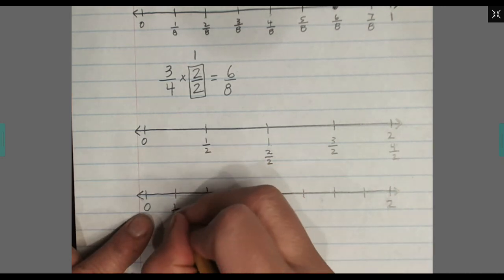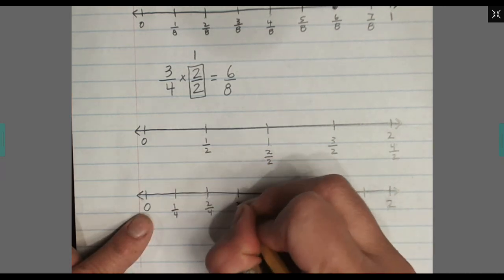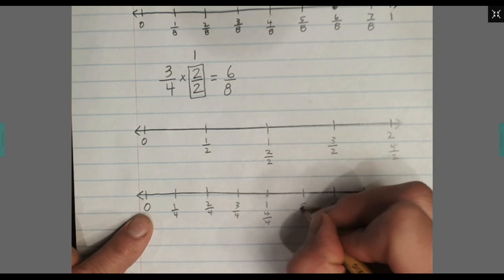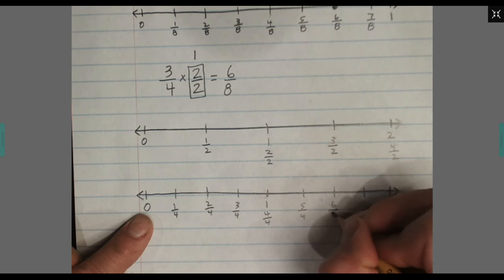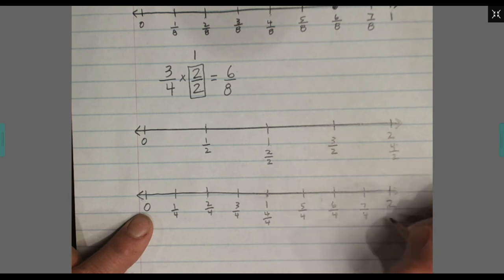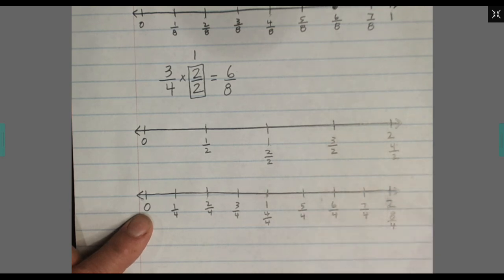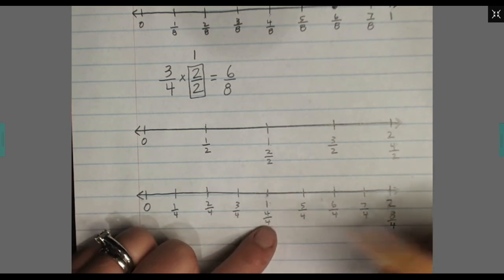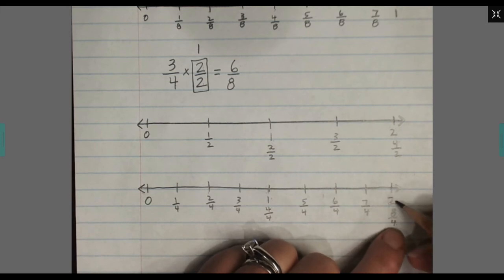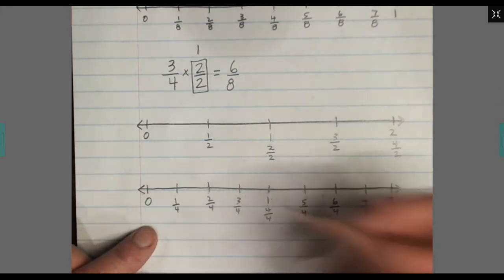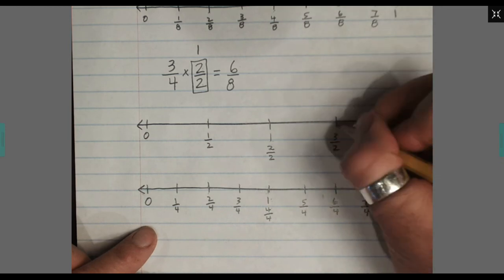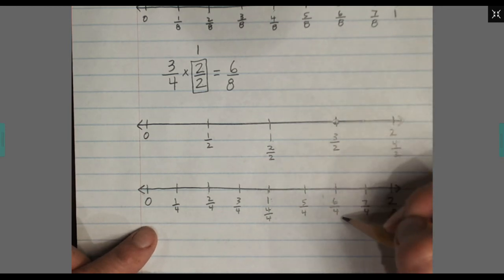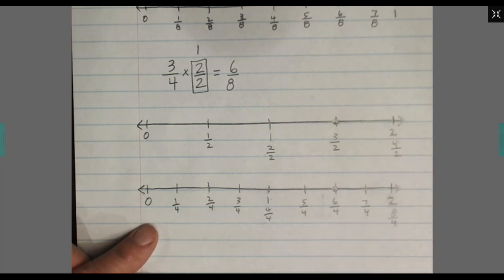So 1/4, 2/4, 3/4, 4/4, 5/4, 6/4, 7/4, and 8/4. Looking at the wholes, 4 divided by 4 is 1. 8 divided by 4 is 2. So if we say, is there a fraction that is equivalent to 3 halves? These match up, therefore they're equivalent.